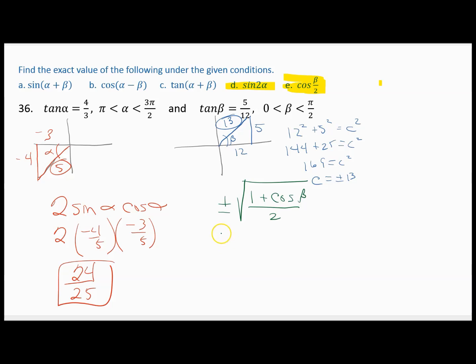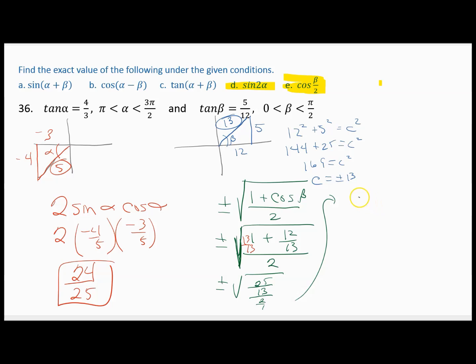I'm comfortable with that. So that is plus or minus the square root of 1 plus, now the cosine of beta, cosine is x over r, 12 over 13, or adjacent over hypotenuse, which is still 12 over 13, divided by 2. Notice that 2 is underneath the square root as well. Now I need a common denominator to add this numerator together. So I'm going to multiply this 1 by 13 over 13, and that gives me plus or minus the square root of 13 plus 12.